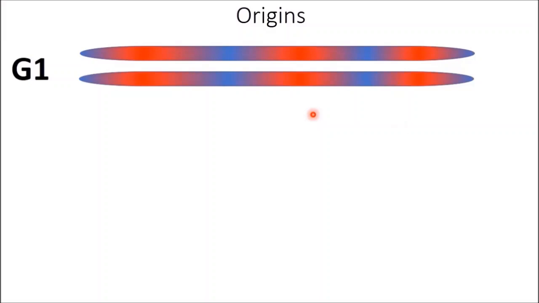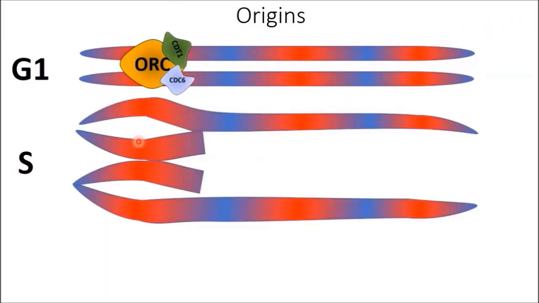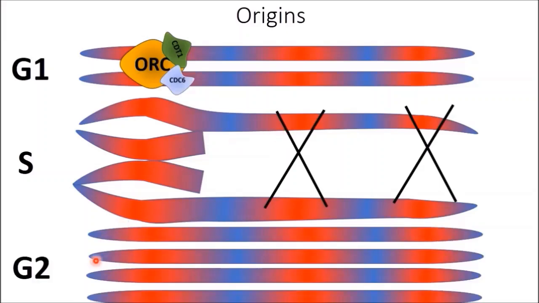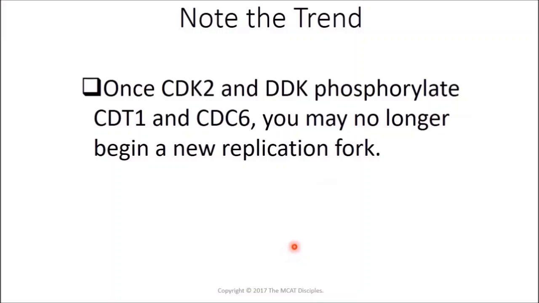So here, just impressing upon you the same thing that I just told you. I'm going to superimpose the phases of the cell cycle onto what occurs during origin recognition. So here are the origins found in red, and the blue is just regular DNA. So let's say the ORC complex binds to this origin, and it doesn't bind to this one just by chance. Then once you go into S phase and start to replicate this DNA, you're not going to get the initiation of these origins to undergo DNA replication. You're just not going to get that. So in G2, that's what it looks like. You didn't initiate these origins. All you did is replicate from this origin. So note the trend. Once CDK2 and DDK phosphorylate CDT1 and CDC6, you may no longer begin a new replication fork.